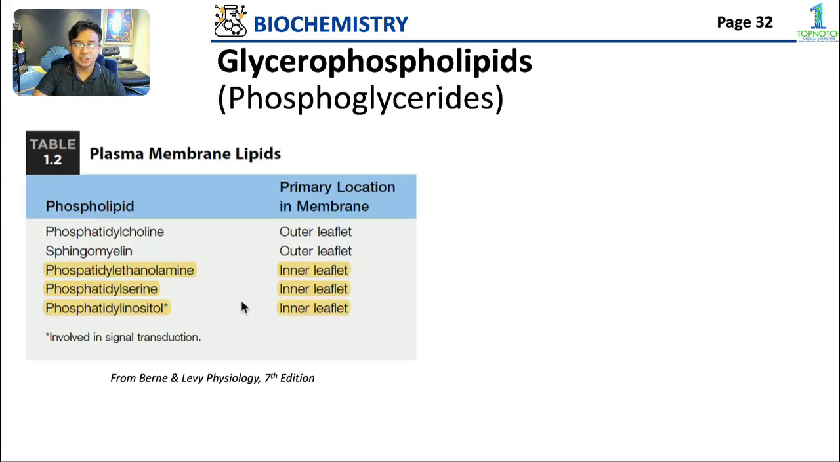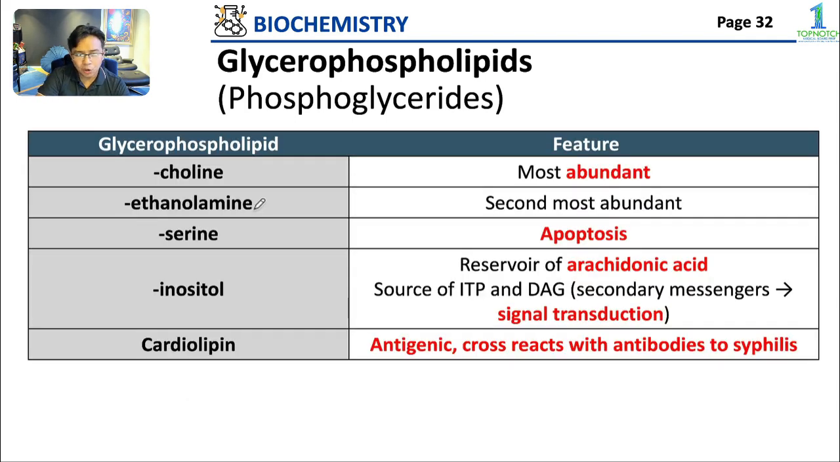Now, they are actually distributed well along the two leaflets of your cell membrane. Pag outer leaflet ka, you have choline and sphingomyelin. Pero pag inside ka or inner leaflet, you have the following: ethanolamine, serine, and inositol. Among all of them, choline is the most abundant, followed by ethanolamine.